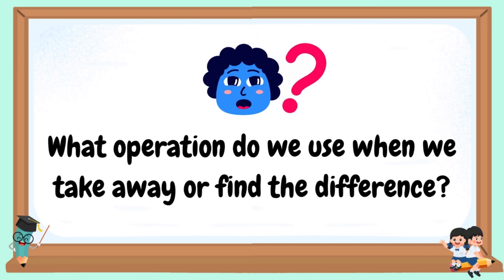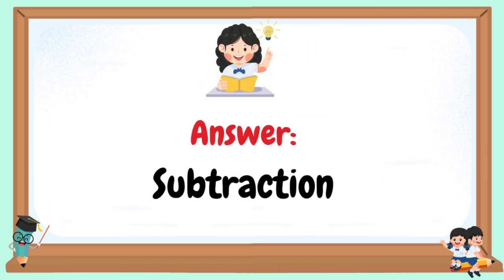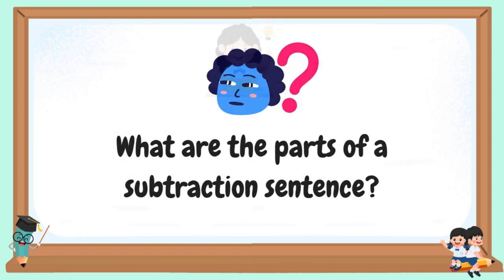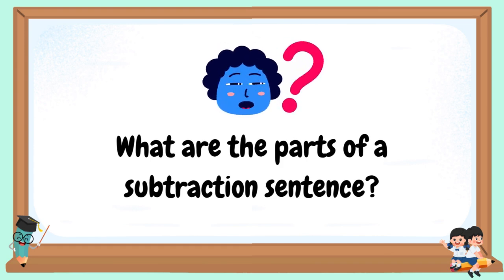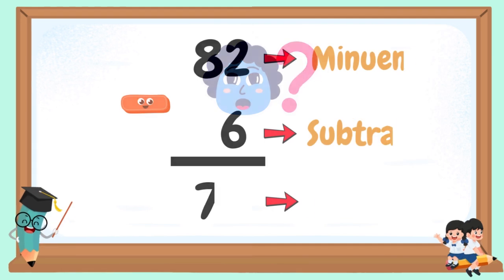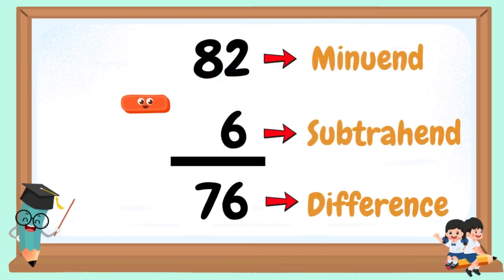What operation do we use when we take away or find the difference? The answer is subtraction. What are the parts of a subtraction sentence? The parts are minuend, subtrahend, and difference.